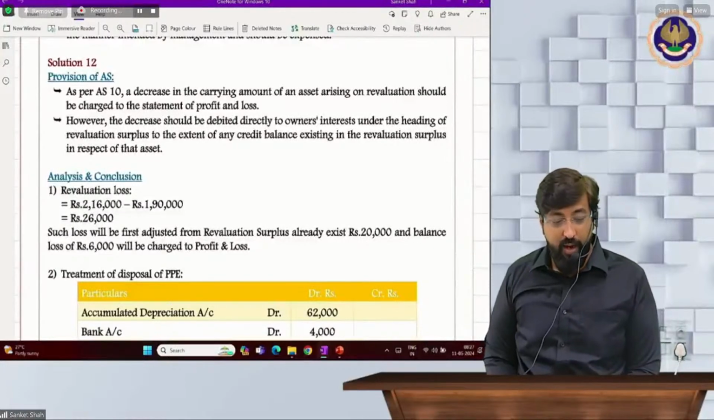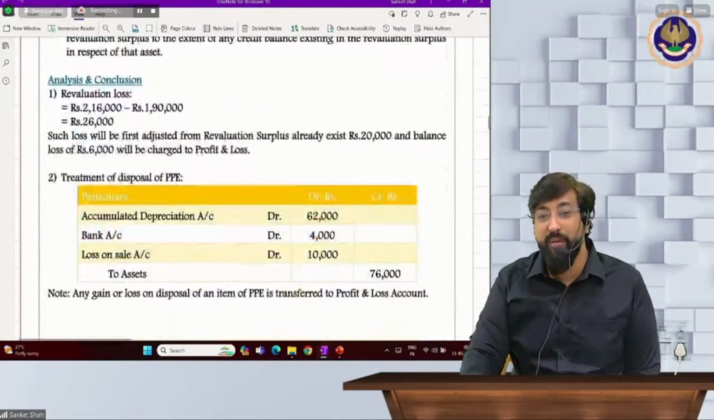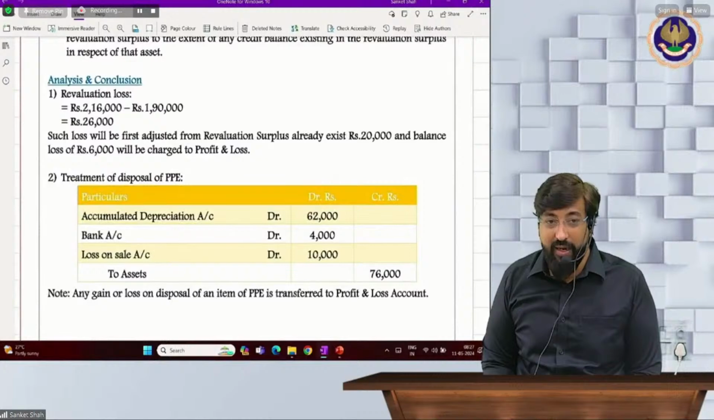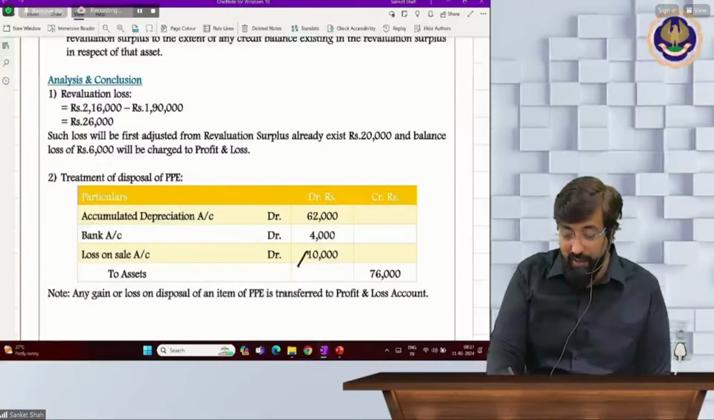Okay. And what is the entry for accumulated depreciation? Accumulated depreciation account is debited, as it always carries a credit balance. And now while cancelling it, debit it, and the asset goes out. So asset credit, you are getting the bank account, some amount in the bank balance, and the balancing figure is loss.